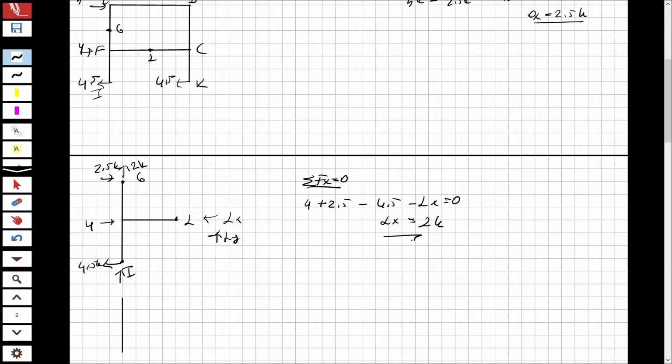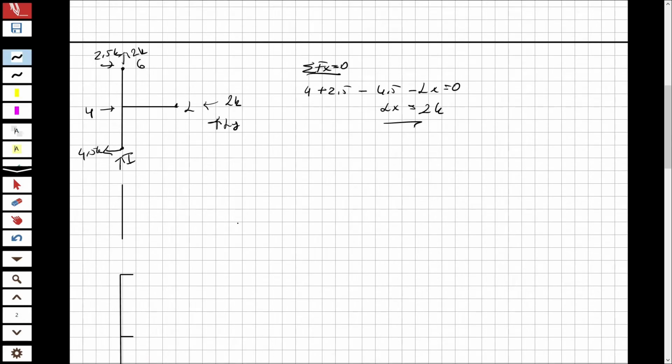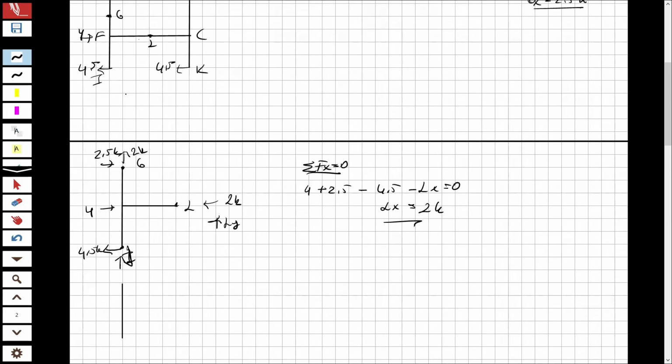Okay, now we obtain the Lx. We know the Lx. Let's delete this and write 2 kips. So now we obtain this one. Let's write the moment equation with respect to the point J. This is the point J here. Sorry, this is J, this is not I. I'm sorry. This is J. I'm going to correct it. This is J.